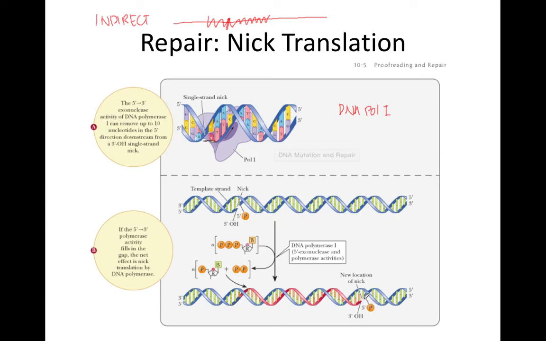And so the ending is, this part here now contains the nick. So it's as if the nick has been translated to a new location, except that this nick can be repaired by DNA ligase. So as you can see in this example, we only need polymerase 1 and ligase. In subsequent indirect repair mechanisms, this is quite a common theme in that polymerase is used and ligase is used to seal the nick eventually.